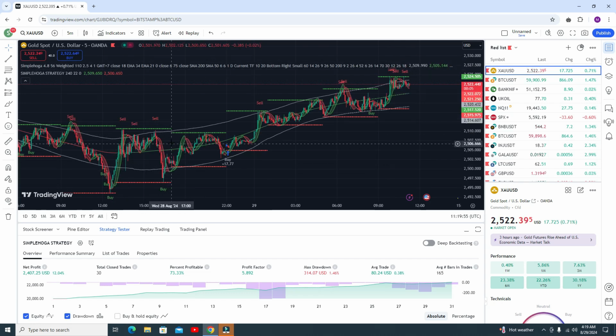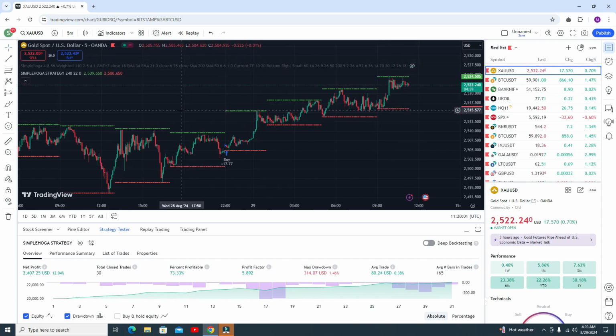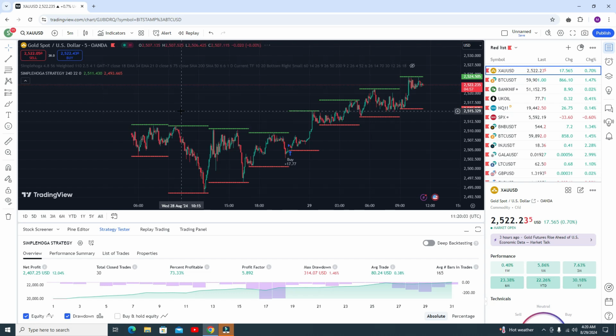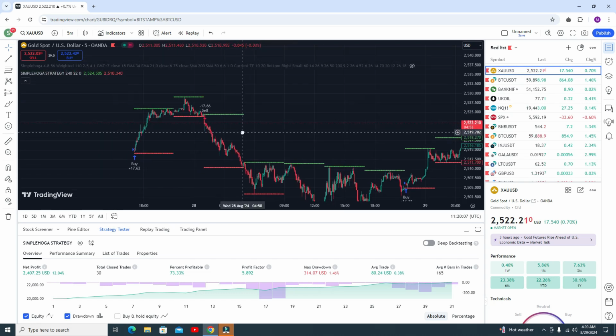The RSI band lines, support and resistance, it will automatically draw. Okay, so you do not need to do anything, just follow the signals. Okay, that is a very simple strategy. And here you can see the accuracy.